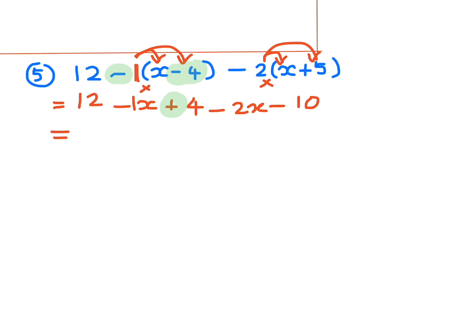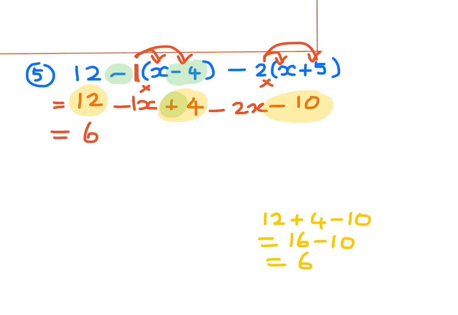So it'll be 12, 4. Notice I get the plus 4 because you've got to get the sign in front. And not 10, it is minus 10. So it's like I'm going 12 plus 4 minus 10. 12 plus 4 is 16 minus 10. 16 minus 10 is 6. So you end up with 6.